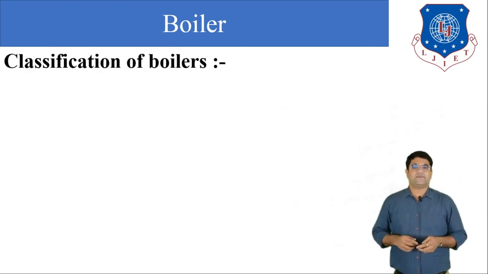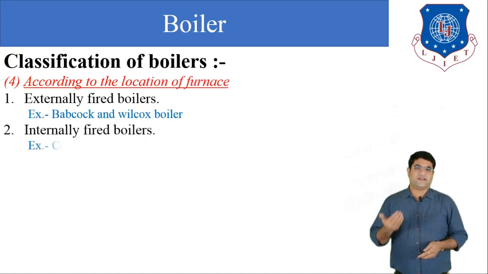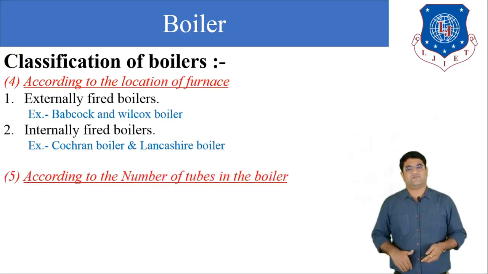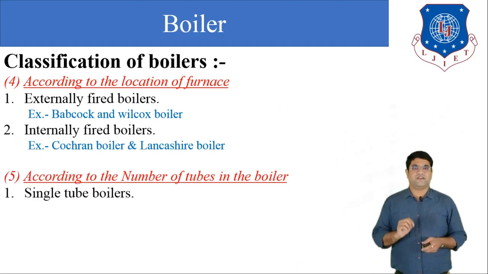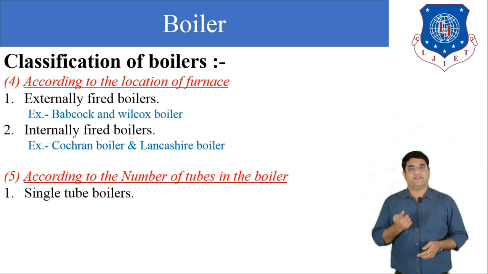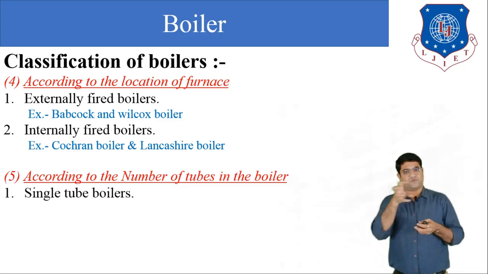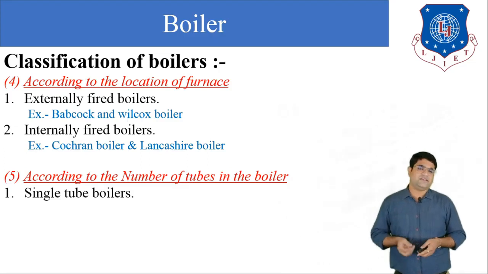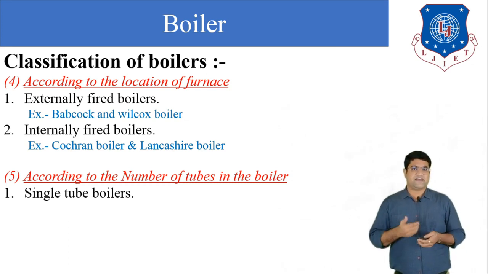Now our next type of classification is according to the location of the furnace. Where the furnace is located, we can categorize it as an externally fired boiler or an internally fired boiler. If the furnace is located outside the boiler, then it is called an externally fired boiler, and the Babcock and Wilcox is the best example of it. Second is the internally fired boiler. If the furnace is located inside the boiler, we call it an internally fired boiler. The Cochran boiler and the Lancashire boiler are the best examples of the internally fired boiler.